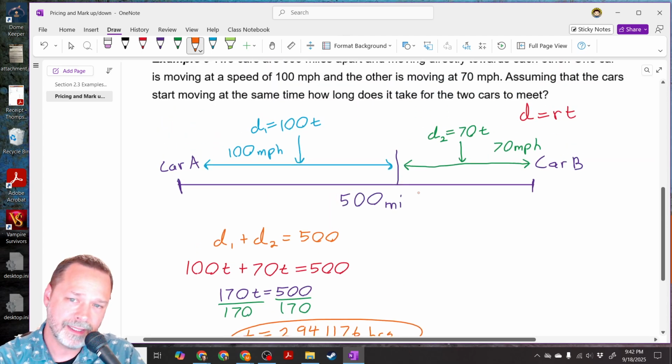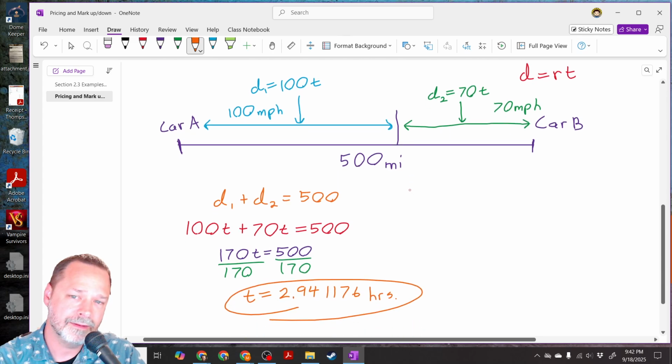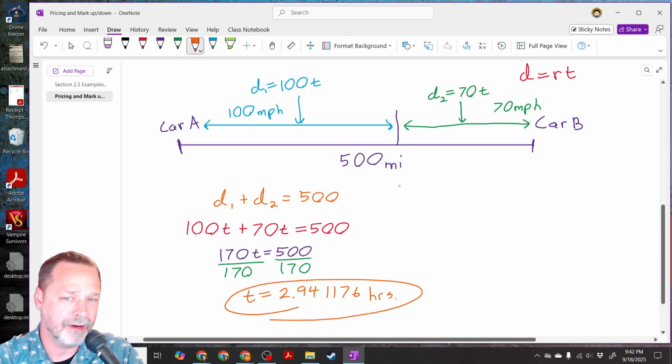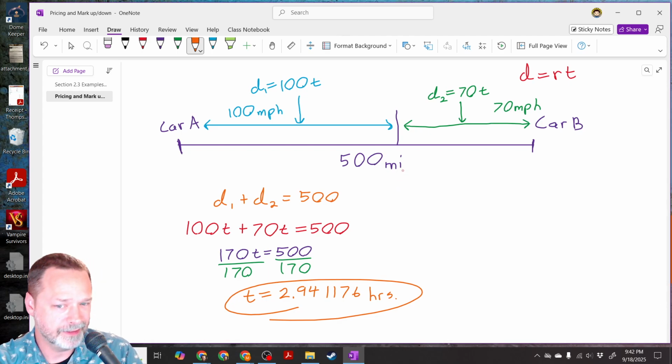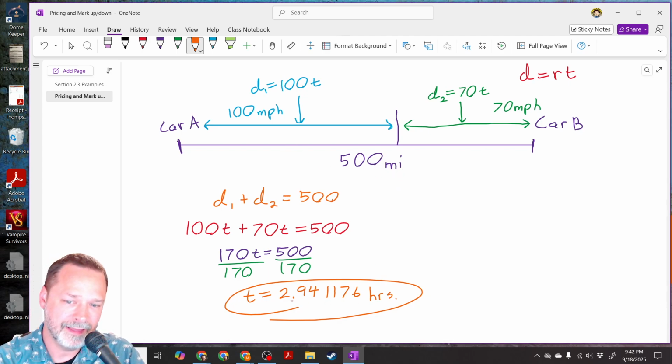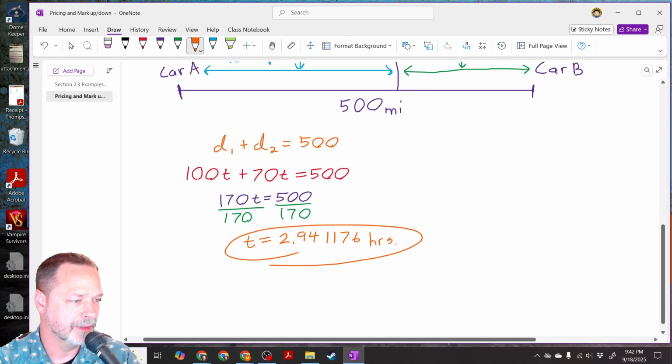But if they wanted to ask, how far did the first car go? The car going 100 miles per hour. How far did it go? We could figure that out now, right? Plug in that value for t, and we can say, well, it went about 294 miles, and so on and so forth. So that's how we do that.